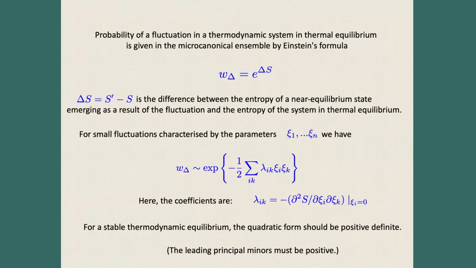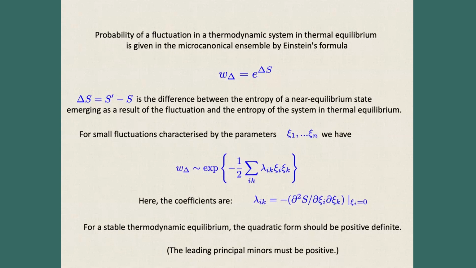So the probability of this fluctuation is proportional to the exponent of delta S, where delta S is the difference between the entropy in the near-equilibrium state emerging as a result of some fluctuation and the entropy of the system in thermal equilibrium. So if you have small fluctuations characterized by parameters x1 and so on, xn, then you can expand. S prime is sufficiently close to S, so you can expand in a Taylor series. The first non-trivial term in the expansion will involve the first derivative of S, but we're at thermal equilibrium, so of course it is 0, right?